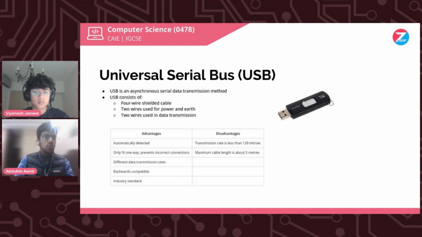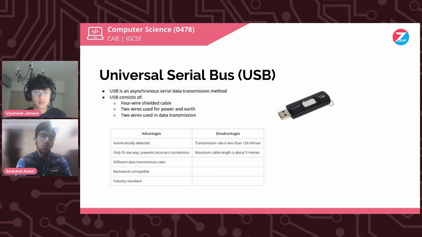Now, how could you transfer data? Another way could be a universal serial bus. So it's an asynchronous serial data transmission method. Now, this USB has four cables, and you need to keep this in mind. Two are for the data transmission.